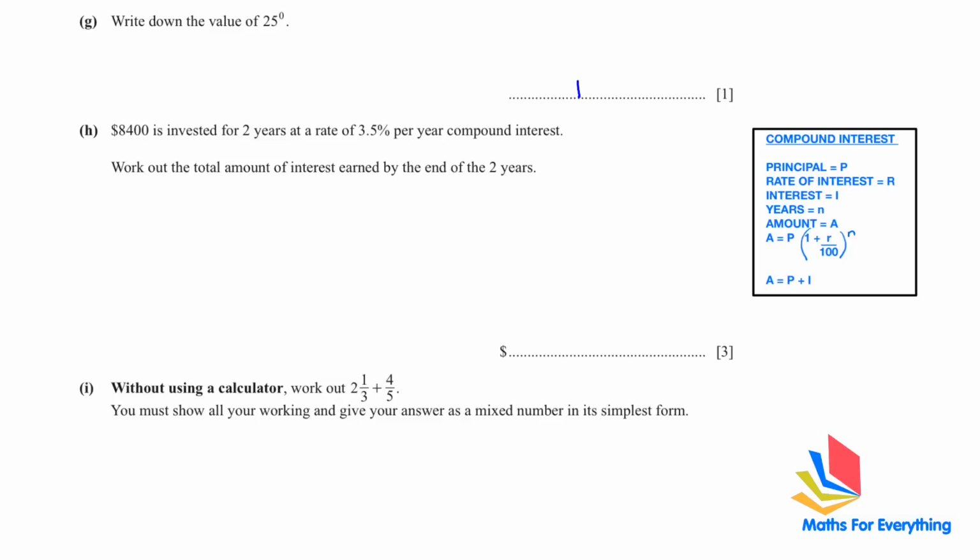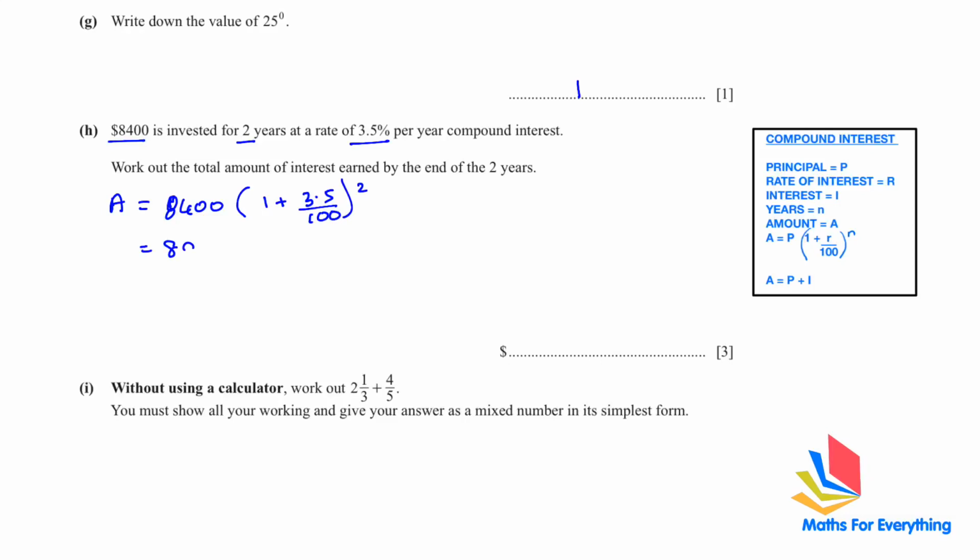First, let's use that. So, what's our principal? 8,400, for 2 years, and rate of interest 3.5. Amount is equal to principal, which is 8,400, times 1 plus 3.5 over 100, to the power of 2.